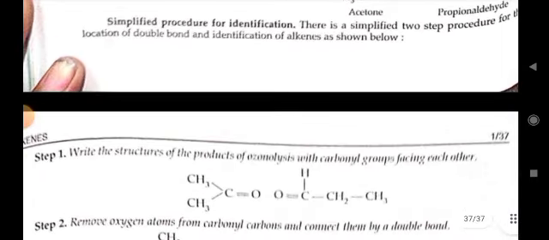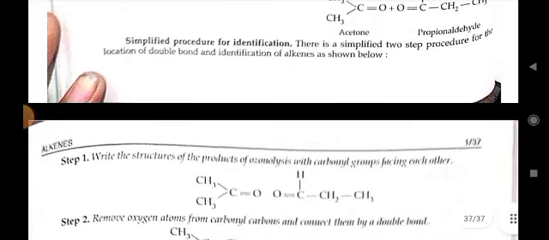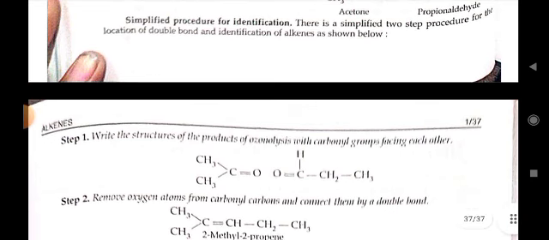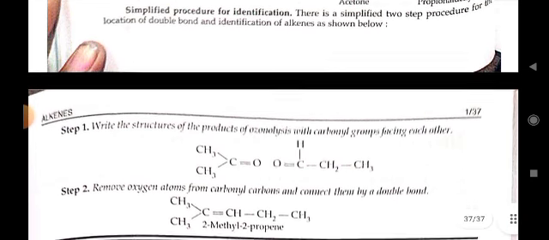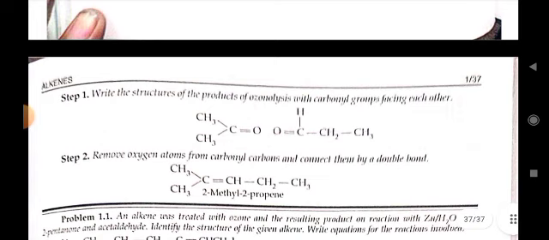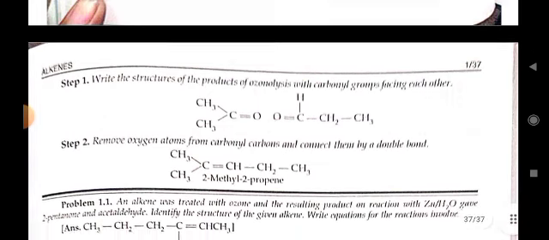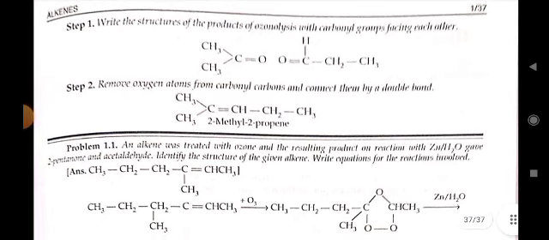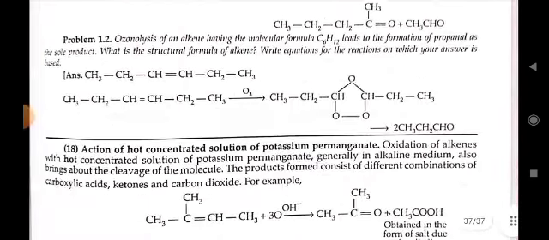Simplified procedure for identification. There is a simplified two-step procedure for the location of the double bond and identification of alkenes as shown below. Write the structures of the products of ozonolysis with the carbonyl groups facing each other. Remove the oxygen atoms from the carbonyl carbons and connect them by a double bond.